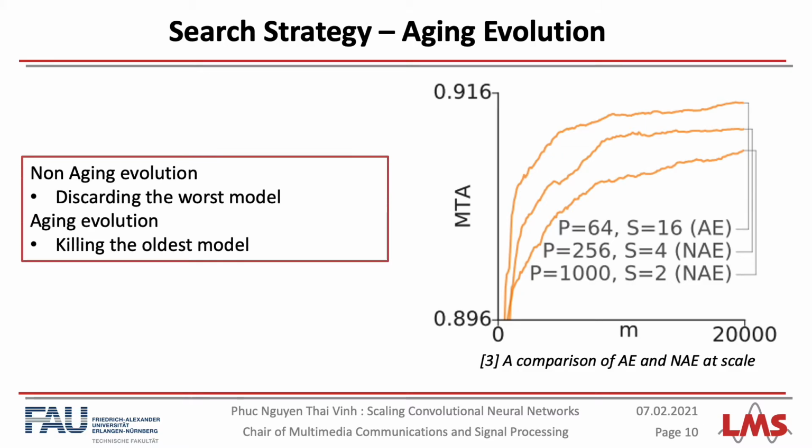So one more thing about the aging evolution. Why do we call it aging evolution? Because non-aging evolution is previous work, where we discard the worst model, and aging evolution means we kill the oldest model. The reason why we have this advanced method, which is called aging evolution, is because we give a chance to the weaker architecture. Maybe later they will have better performance.